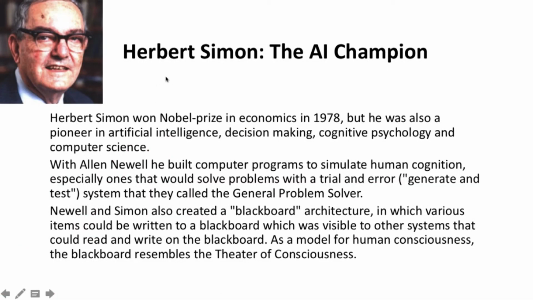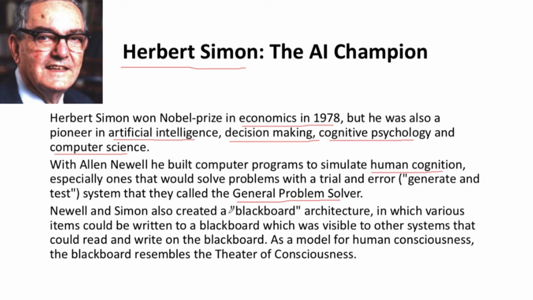Beyond Edelman, there is another person who made an enormous contribution. His name is Herbert Simon, another Nobel laureate, of course in a somewhat different area, economics, in 1978. But he is considered a pioneer in artificial intelligence, decision making, cognitive psychology, and computer science. Together with Alan Newell, he built computer programs which can simulate human cognition, especially ones that solve problems by trial and error, like a generate-and-test system. These are called General Problem Solver.